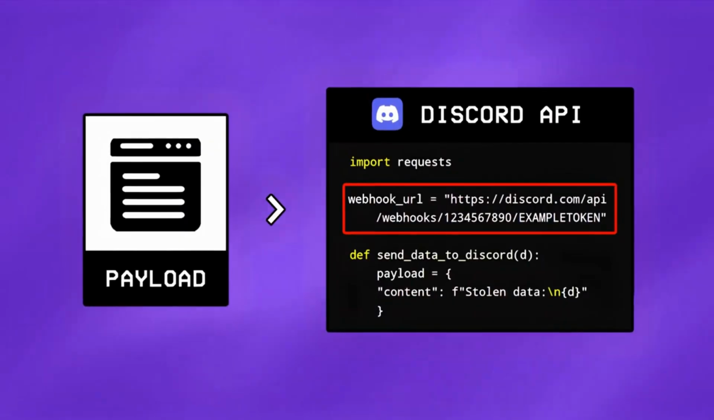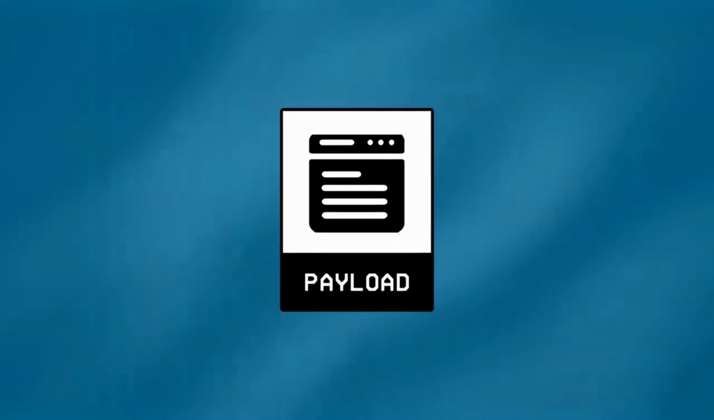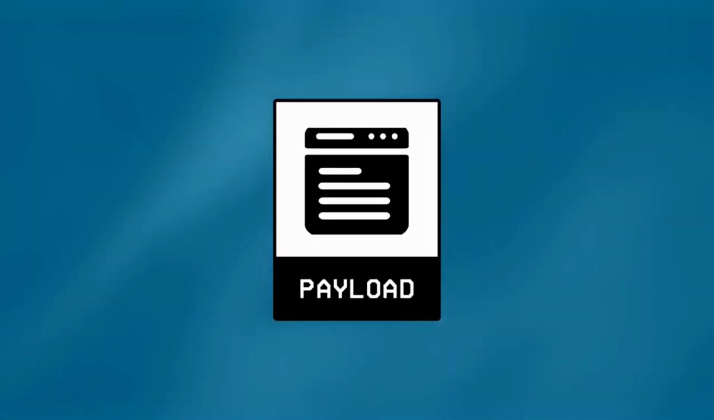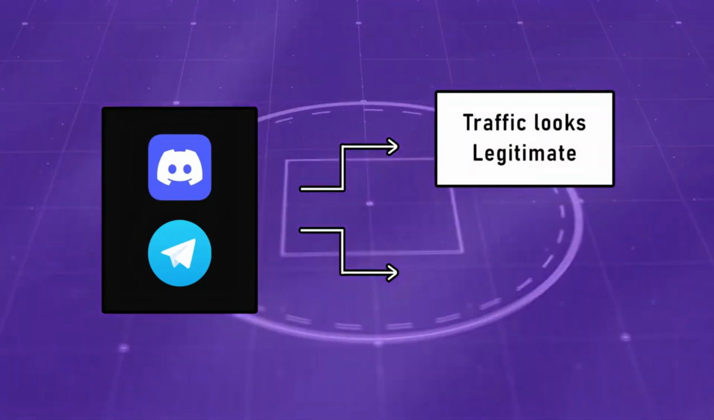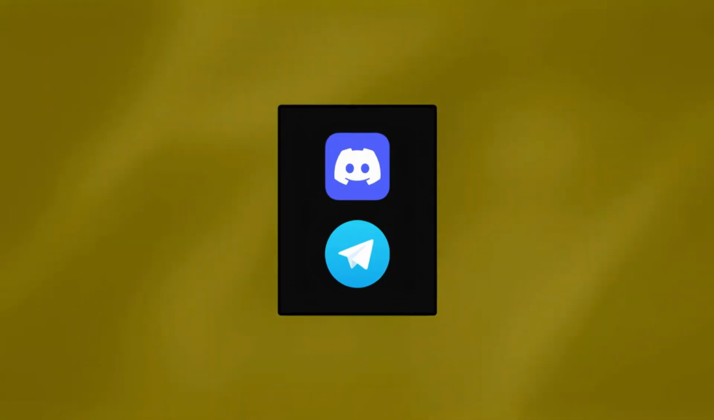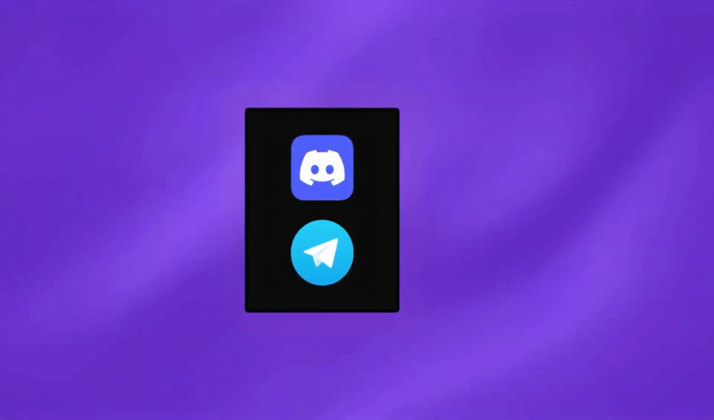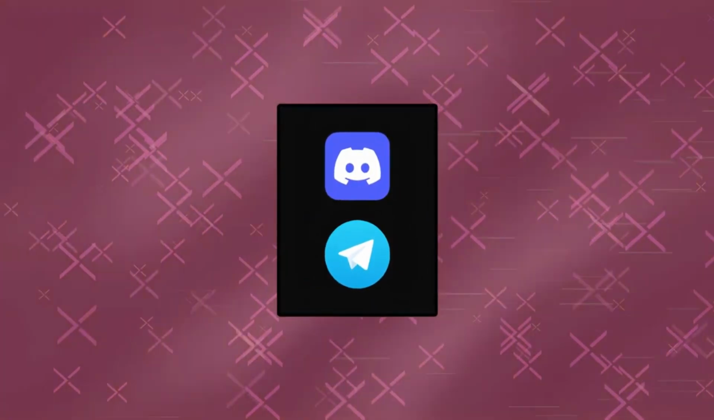By inserting the API of a Discord server, or including the chat ID of a Telegram bot, hackers often make their payloads silently send data or receive basic commands through these platforms, and this method is particularly effective as the traffic from these apps often looks legitimate and rarely gets blocked by firewalls. However, since these platforms are not meant to be C2 servers, they only offer basic functionality and may suddenly block access, making them unreliable for long-term control.